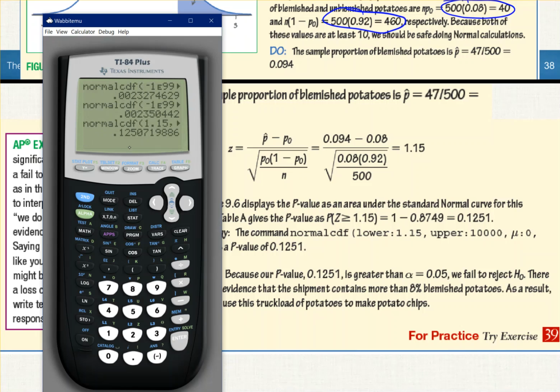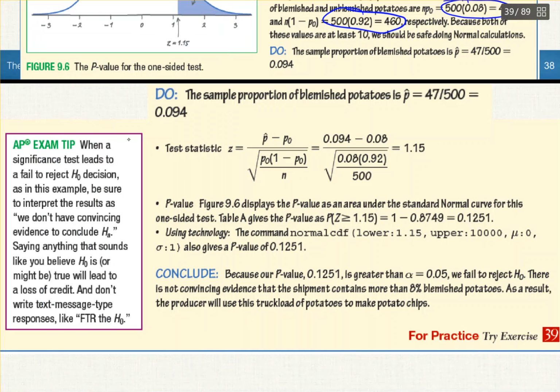So I compare that value. That's our p-value, right? I compare that to alpha. Remember, alpha was 0.05. If that's less than alpha, we would reject the shipment. If that's greater than alpha, then we're going to accept the shipment. Because it is greater than alpha, we fail to reject.